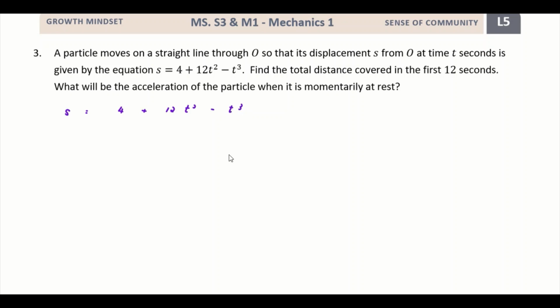You can always pause the video, try it on your own, then check your answer. Similarly, I want to find when the particle is at rest. So v is equal to 0, which means I try to find ds/dt equal to 0. From here I get 0 plus 24t minus 2t squared equal to 0. Bring it to the other side, then I get 2t squared minus 24t equal to 0.